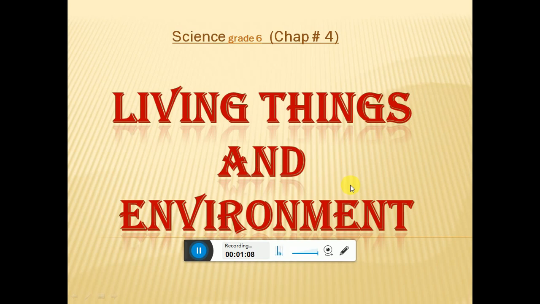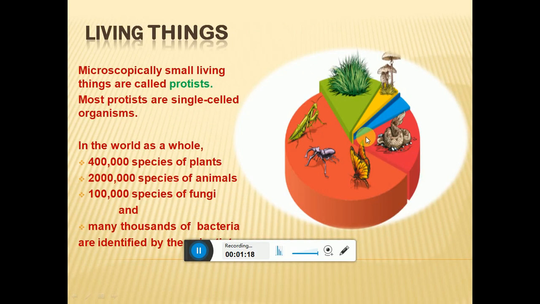Now we will learn a definition of the simplest living thing. The simplest living thing or microscopically small living things are called protists. Most protists are single-celled organisms. It means that the simplest organism, and microscopically small means that a living organism that we cannot see with our naked eye is known as a microscopically small living thing, and it is called protist, and it is a single cell.